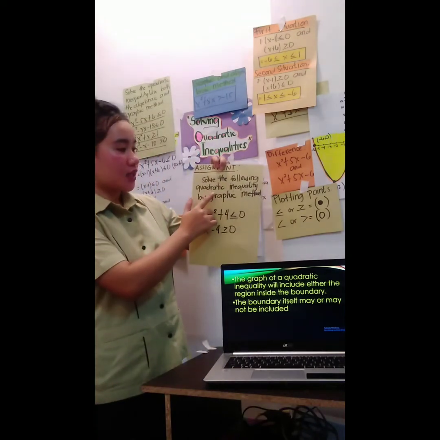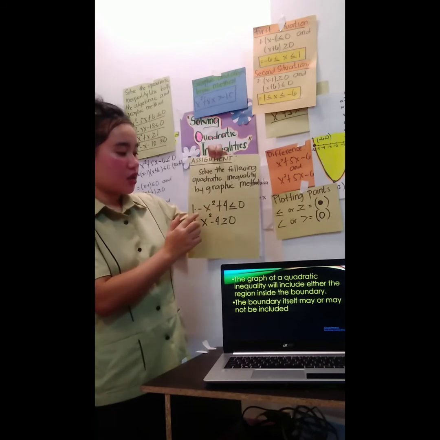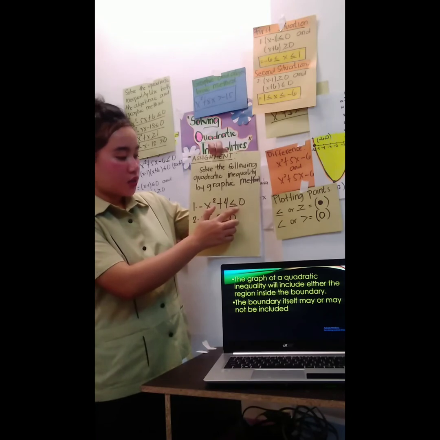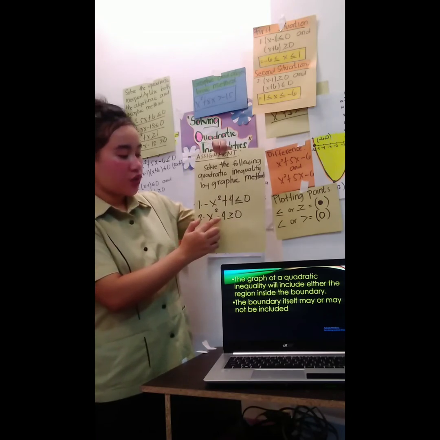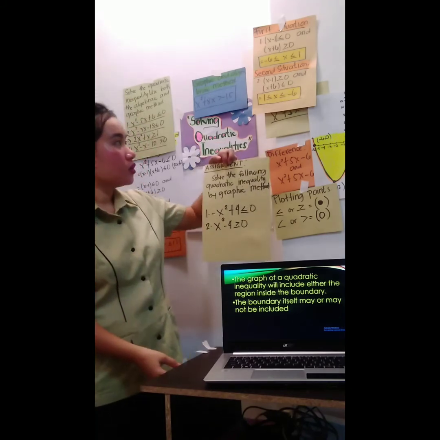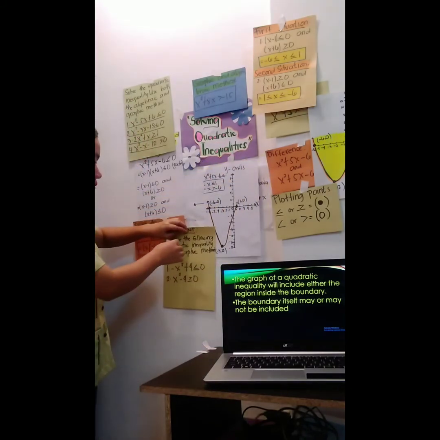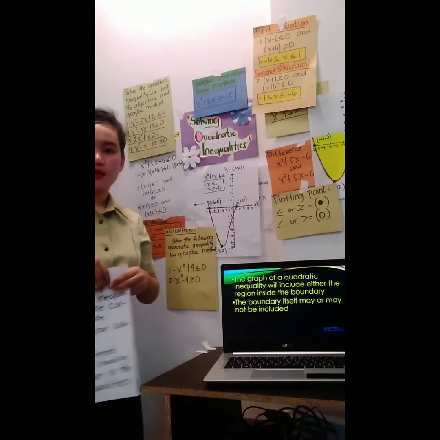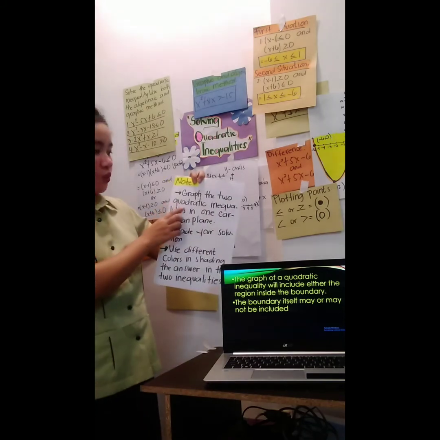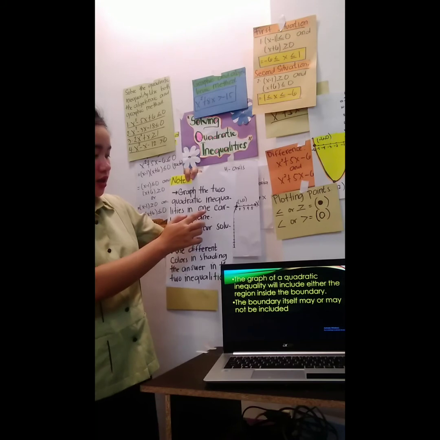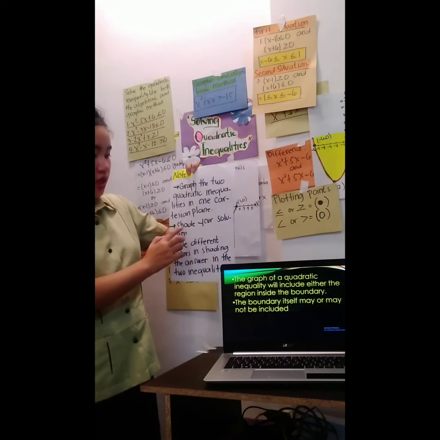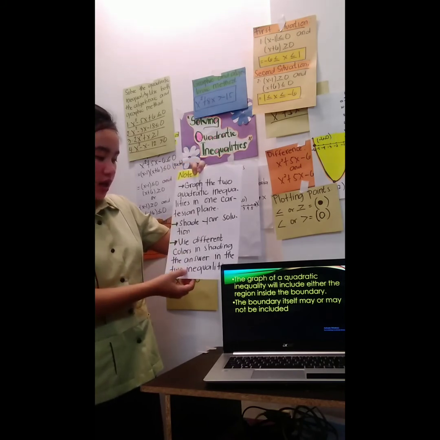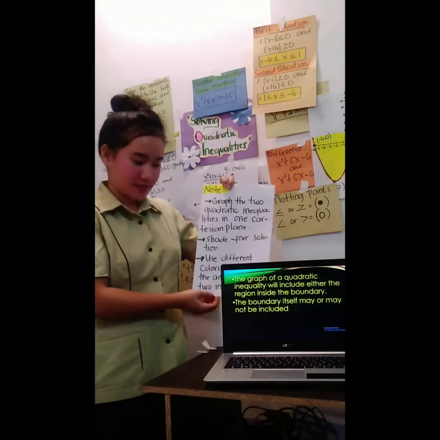And now in one whole sheet of paper, answer the following neatly. Solve the following quadratic inequality by a graphic method. Number 1, x squared plus 4 less than or equal to 0. Number 2, x squared minus 4 greater than or equal to 0. Okay, take note. Graph the two quadratic inequalities in one Cartesian plane. Shade your solution. Use different colors in shading the answers to the two inequalities.